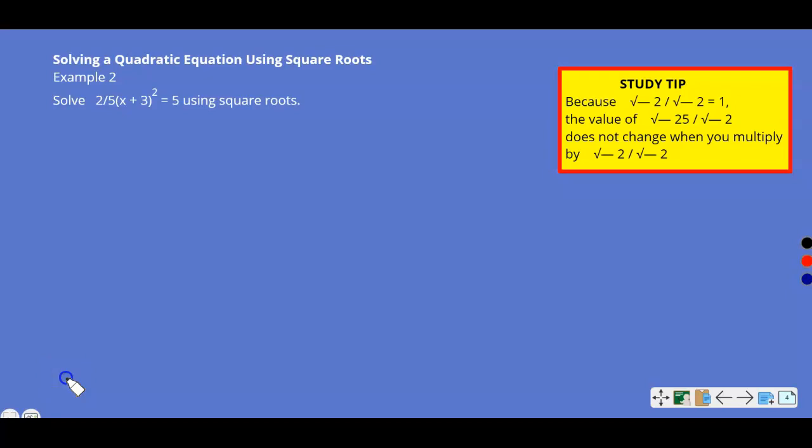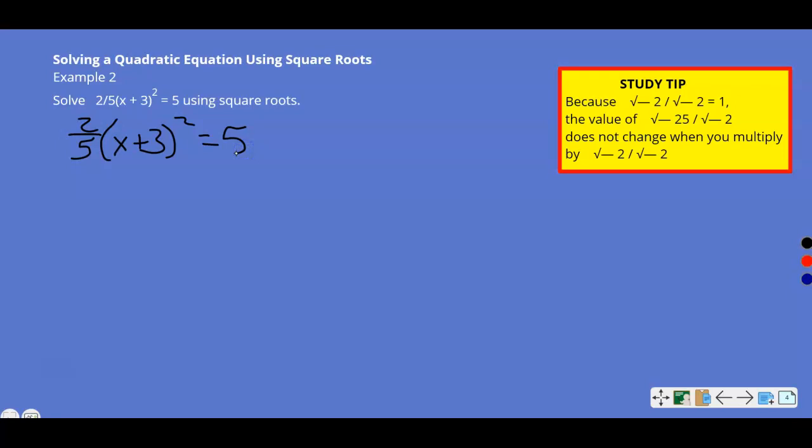We are going to continue to solve quadratic equations and inequalities. We are on example 2 where we're solving a quadratic equation using a square root. All right, so we're given 2/5 times (x plus 3) quantity squared equals 5. And it says solve using square roots.